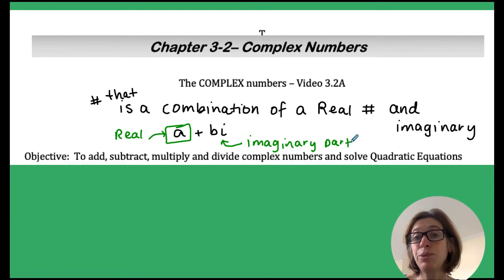And you'll often see in books and standardized tests and even your homework, it'll say leave your answer in a plus bi form, because that's how we're always going to want to write our imaginary numbers. Now, we're going to talk about why that is and how you graph that on a complex plane. But for now, we're just going to look at the operations: add, subtract, multiply, divide complex numbers, and solve.